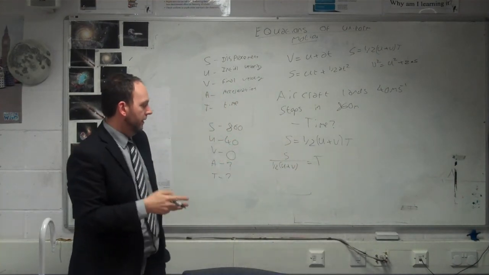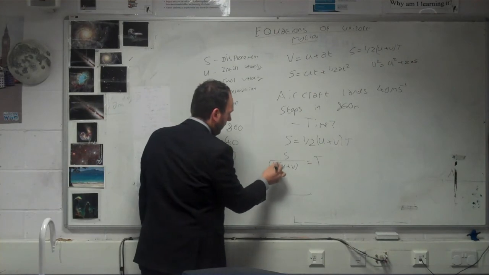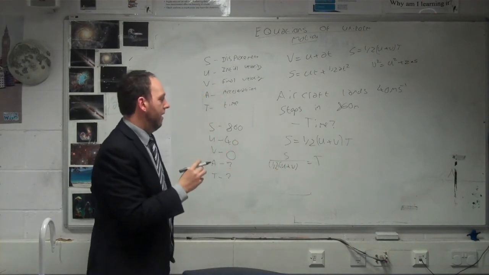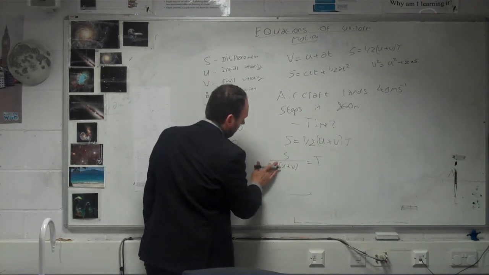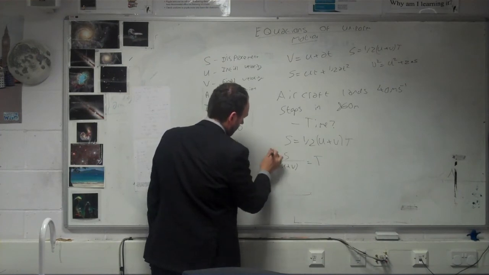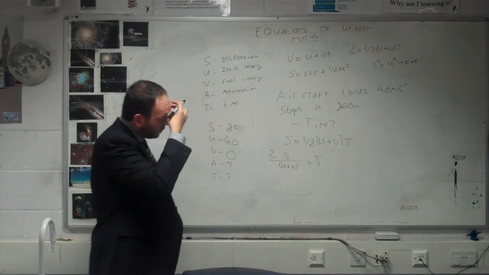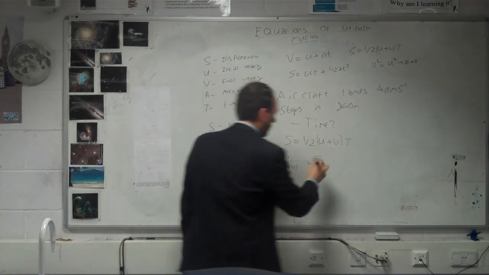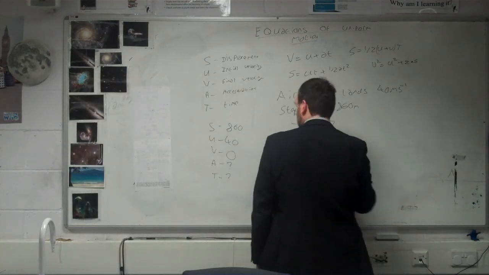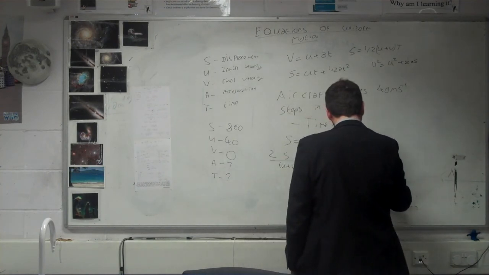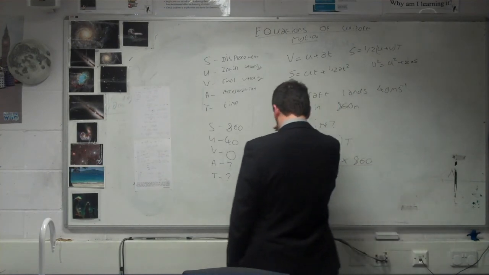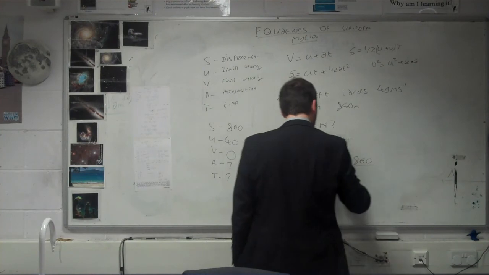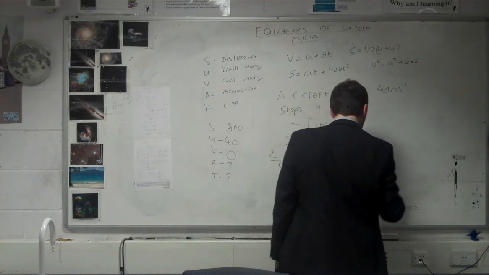No physicist worth their salt should be happy to have a fraction within a fraction. So that half on the bottom becomes 2 on the top. So we've got 2S over U plus V equals T. So we've got 2 times 860 divided by U plus V, divided by 40, should equal our time.